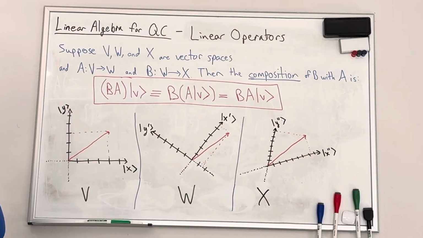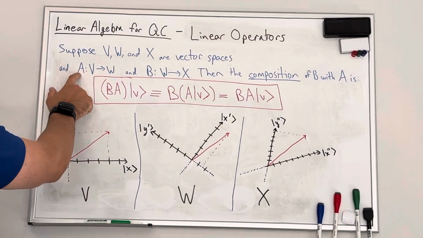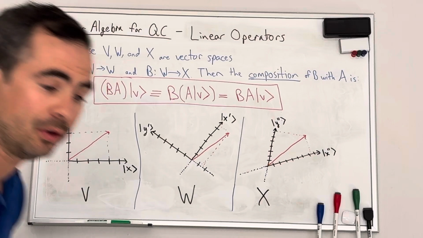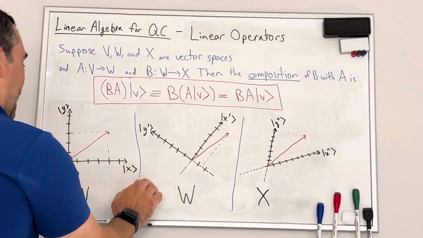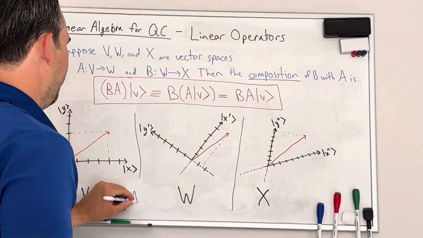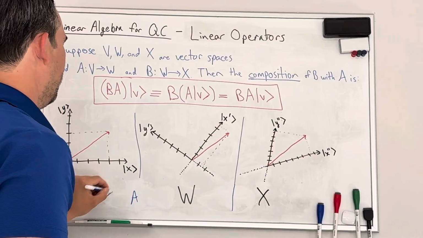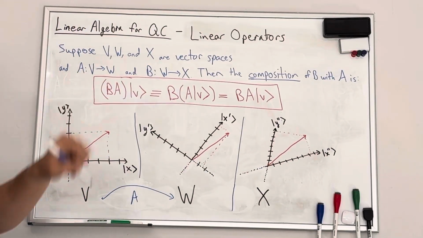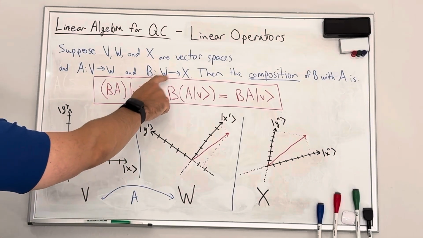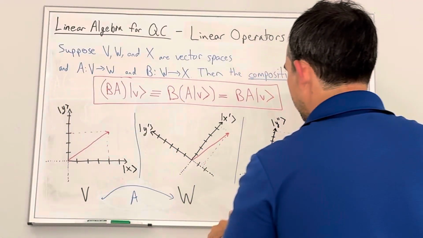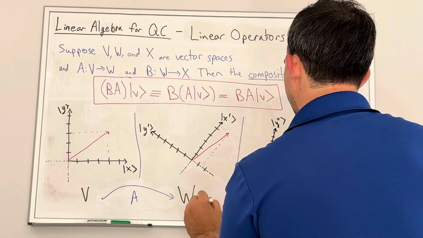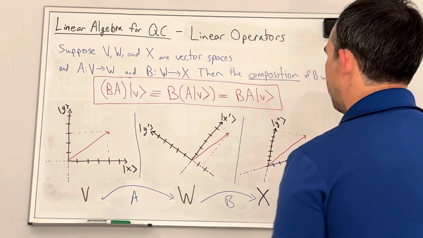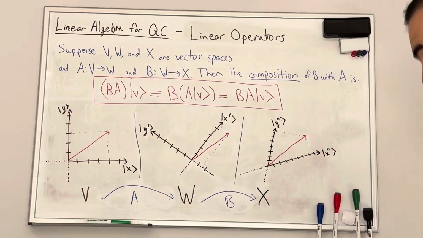And so suppose that V, W, and X are all vector spaces. And we have some linear operator A that takes you from V to W. And so we could say, A is the operator that takes you from V into W. And likewise, B is the operator that takes you from W into X, right? So B is the operator that takes you from W into X.